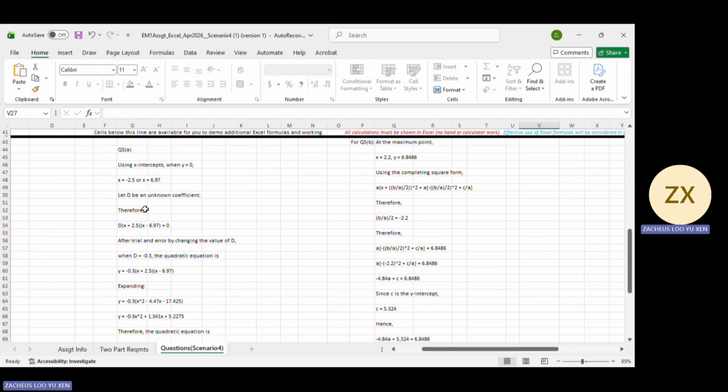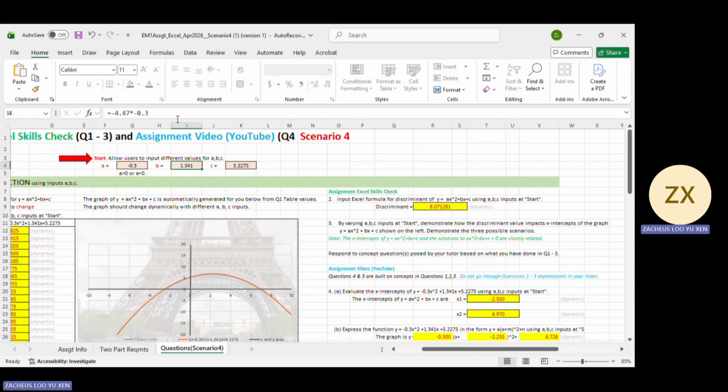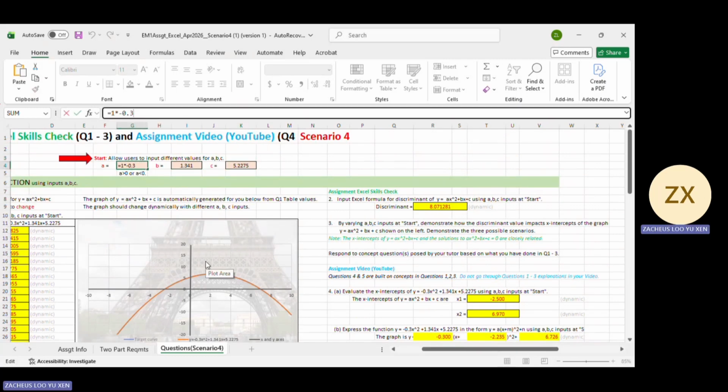First, we can just expand the roots that we found just now with x. Then that will give us x squared minus 4.47 minus 17.45. So I place those values into the a, b, c cells, and then we multiply each of them with a value that we think might be the real value of b. In the end, of course, the real value of b is minus 0.3.